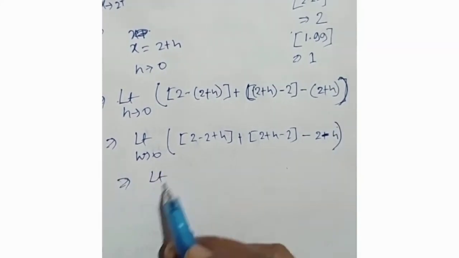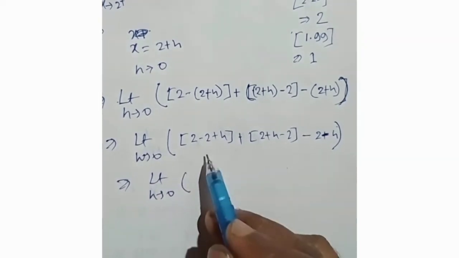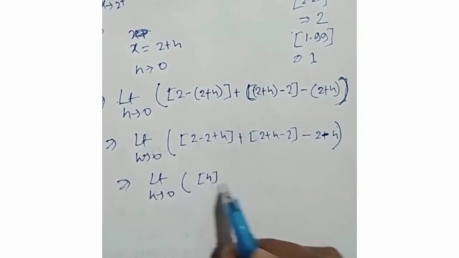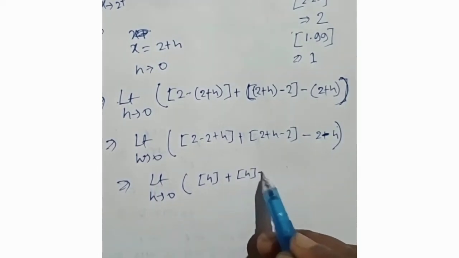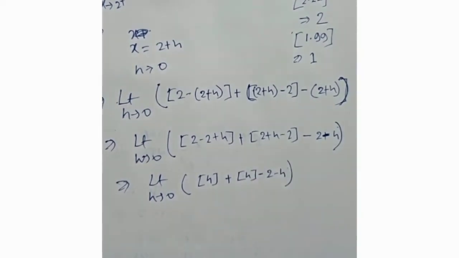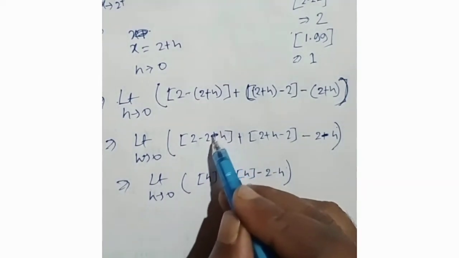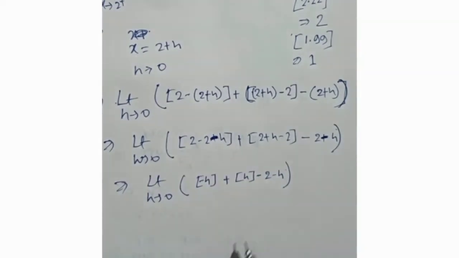So next line will be limit h tends to 0. This is simply [h] plus [−h] minus 2 minus h. Sorry guys, here I made a mistake. This will be minus, so this will be minus. Guys, you'll notice that, as I said, h is a very small amount that is lying between 0 and 1.